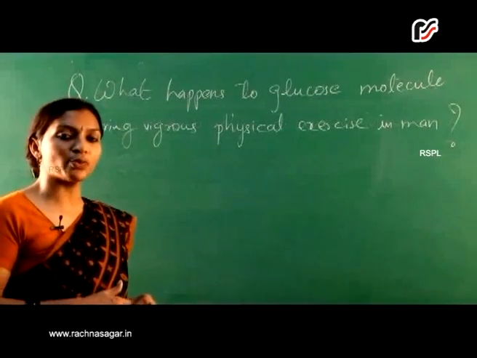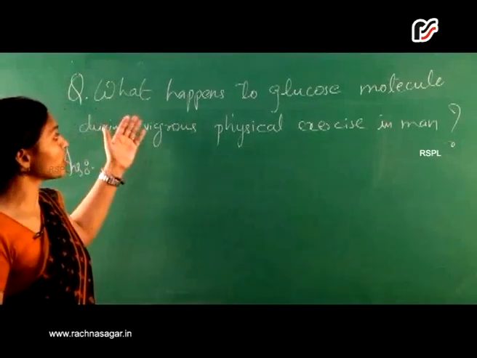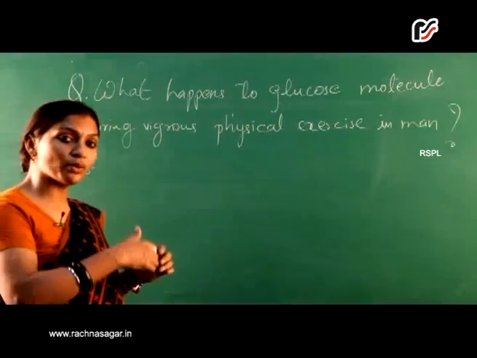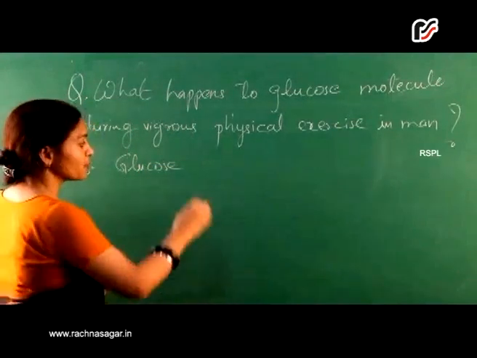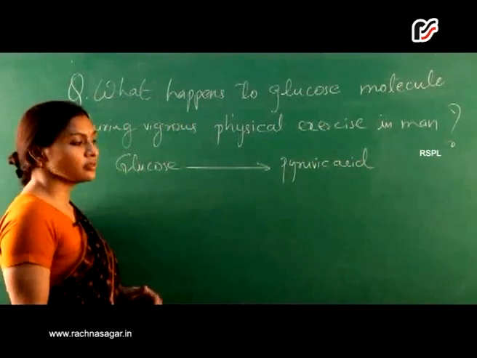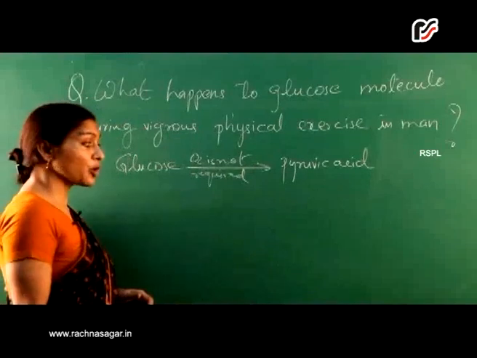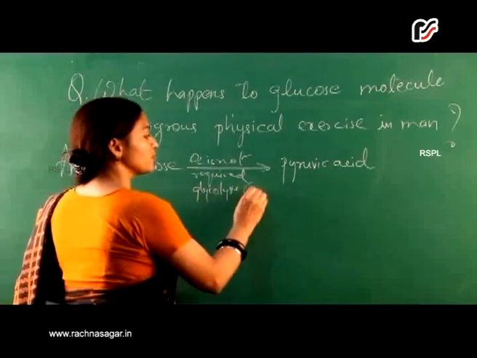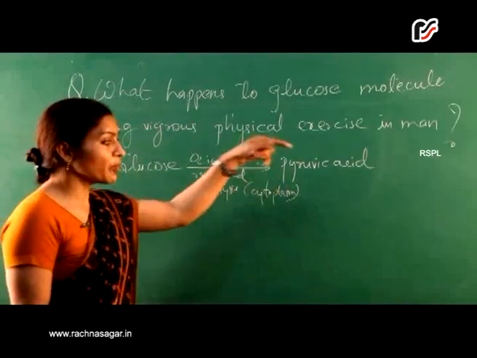We have read that glucose breaks down anaerobically in yeast. Does it occur in complex creatures also? Let's have a look. The question is, what happens to a glucose molecule during vigorous physical exercise in man? Yes, we have to write down what actually is formed by this glucose. Glucose, the substrate for oxidation. As we all know, it converts into pyruvic acid. For this conversion, oxygen is not required. This process is known as glycolysis and it occurs in the cell cytoplasm.